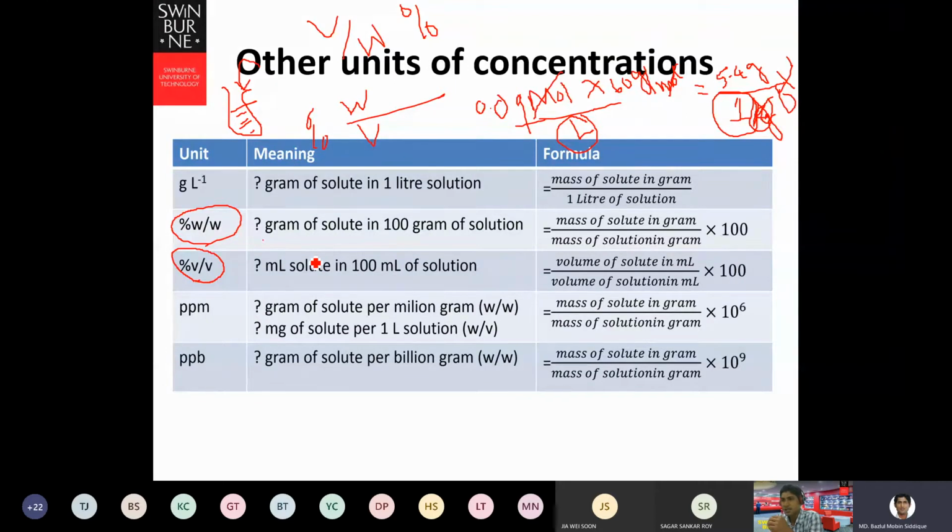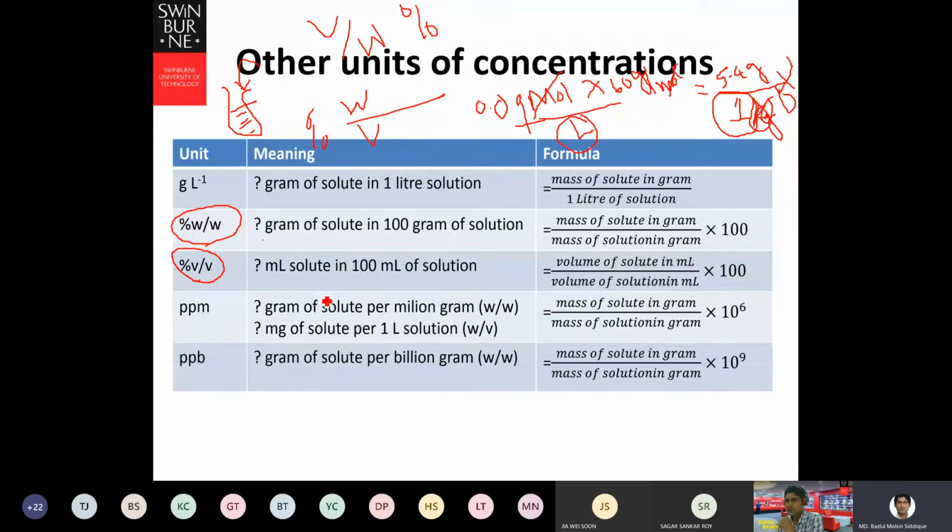Volume by volume percentage is chiefly used if the solute is a liquid. If the solute is not liquid, this unit is not used. If it is a solid that we are dissolving in water, then mostly weight by weight percentage will be used. But if the solute that I dissolve in water or any other liquid is also a liquid, both are liquid, then volume by volume percentage is used. All right, I think too much expressing here.